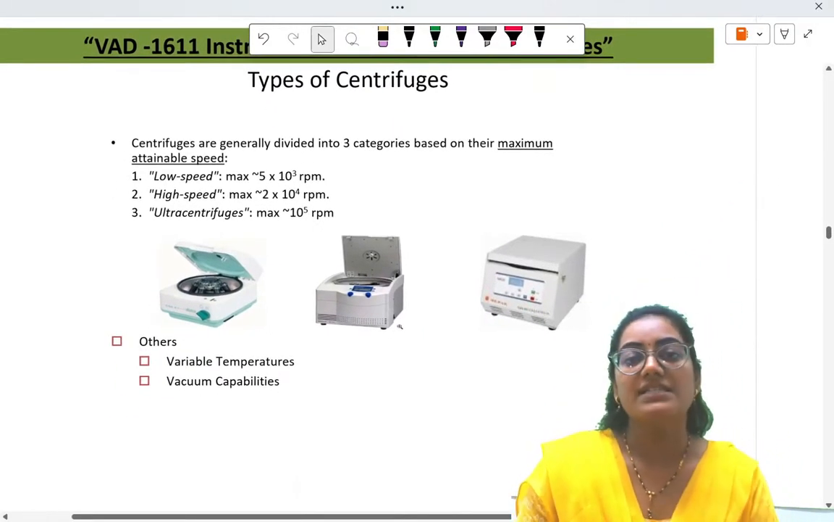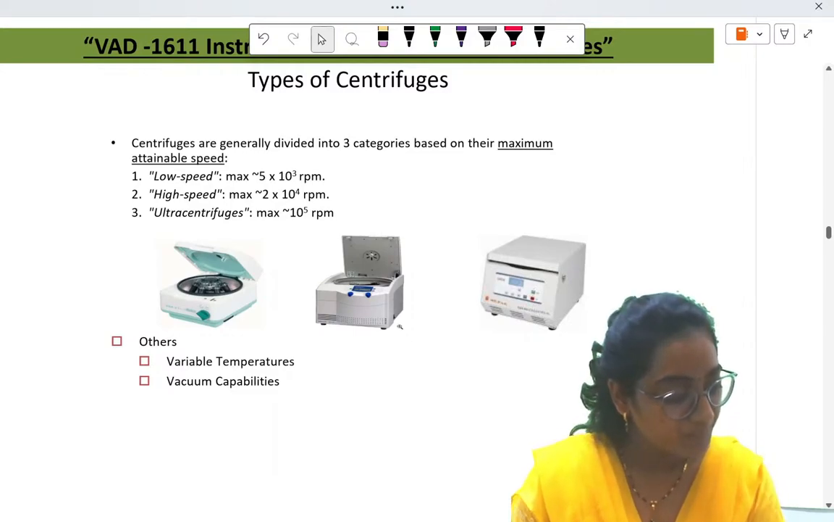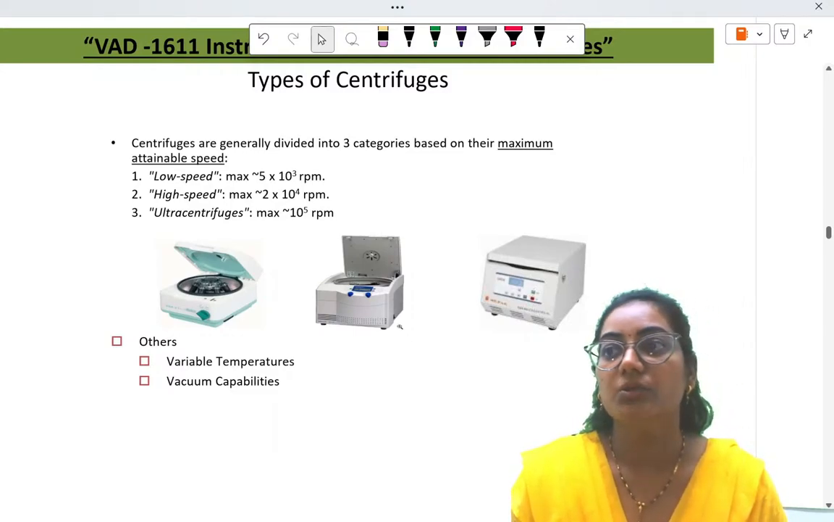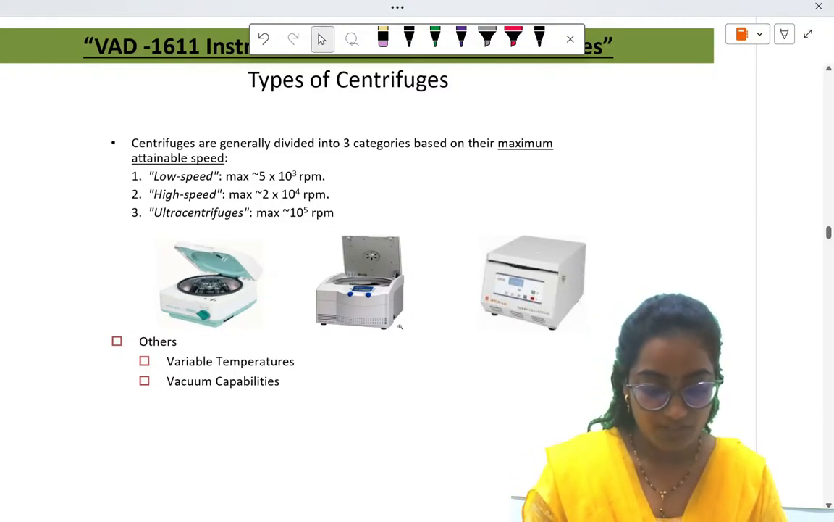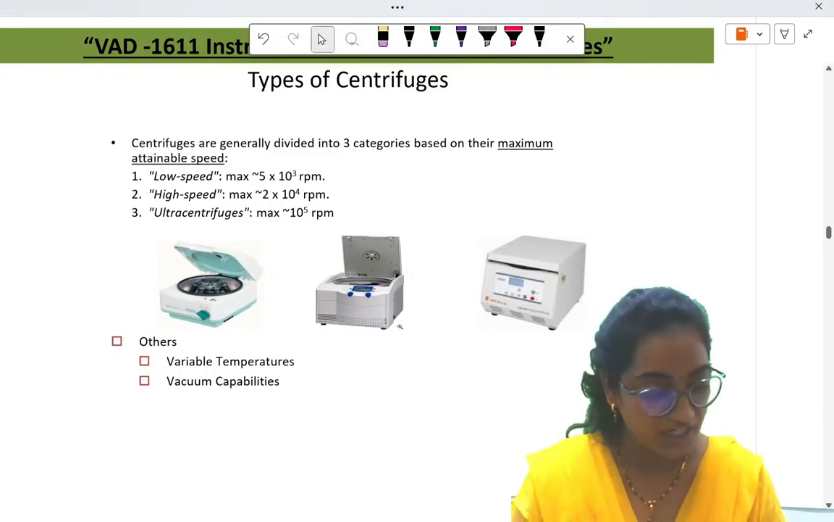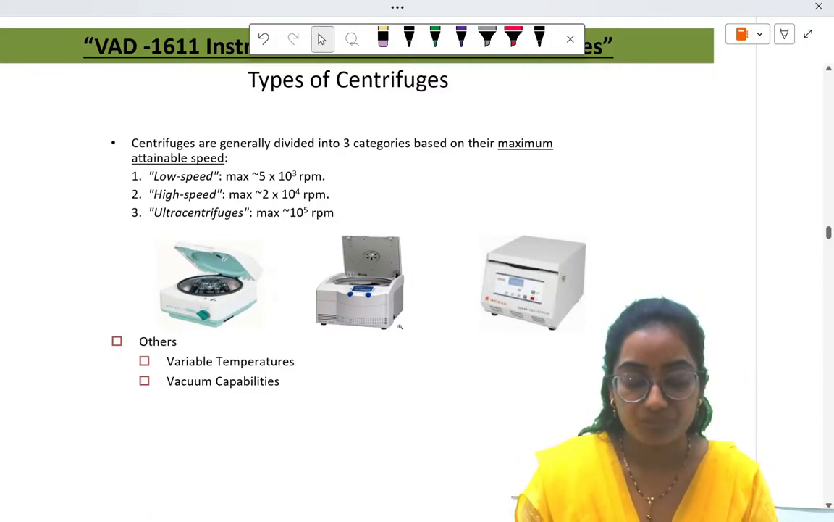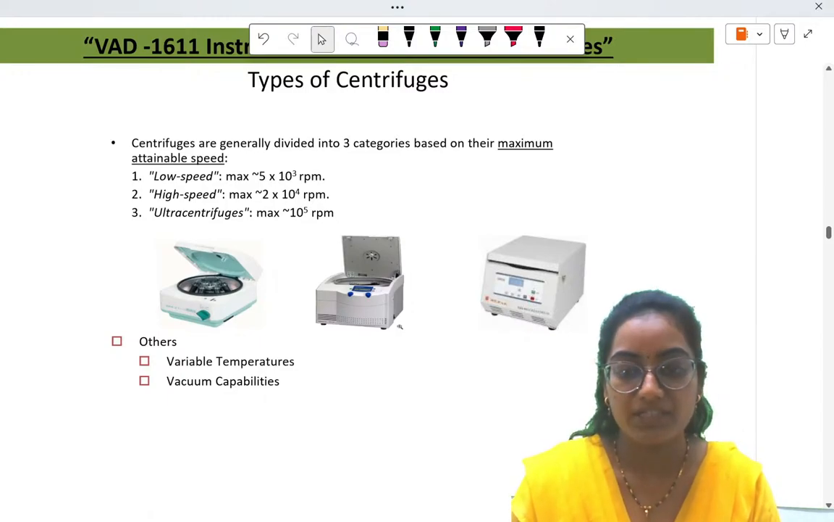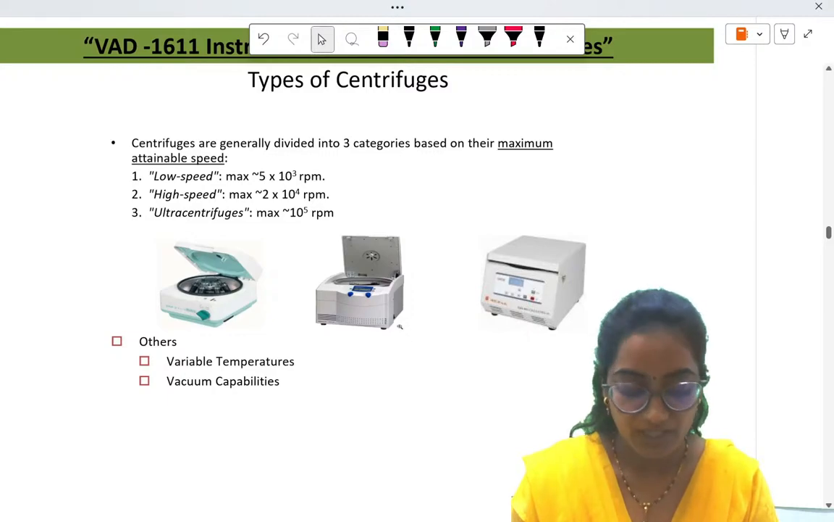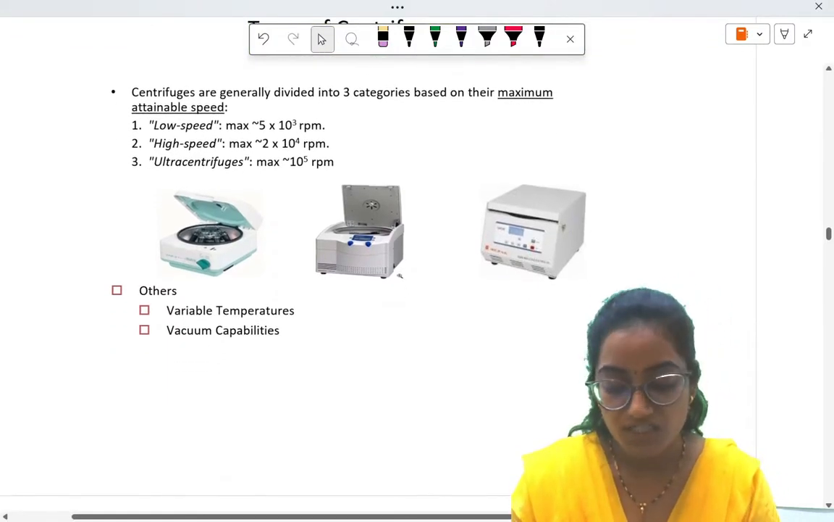It also has variable temperatures, which means refrigerated centrifuges are also there. Centrifuges that work at low temperature are known as refrigerated centrifuges. These centrifuges have variable temperature operation, so we can apply different temperatures during processes. Vacuum capabilities are also different for different centrifuges.